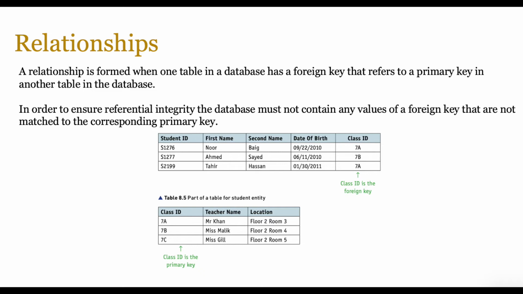So Tahir studies in 7A, and 7A is present in the class table and is taught by Mr. Khan. Now if, for example, there was a foreign key that said 8A and 8A did not exist in the class table, then you've got a bit of a problem, and that's basically referential integrity, and that's something we need to maintain. Or if 7A is deleted from the class table but it's still present in the student table, then that's going to cause a referential integrity error.